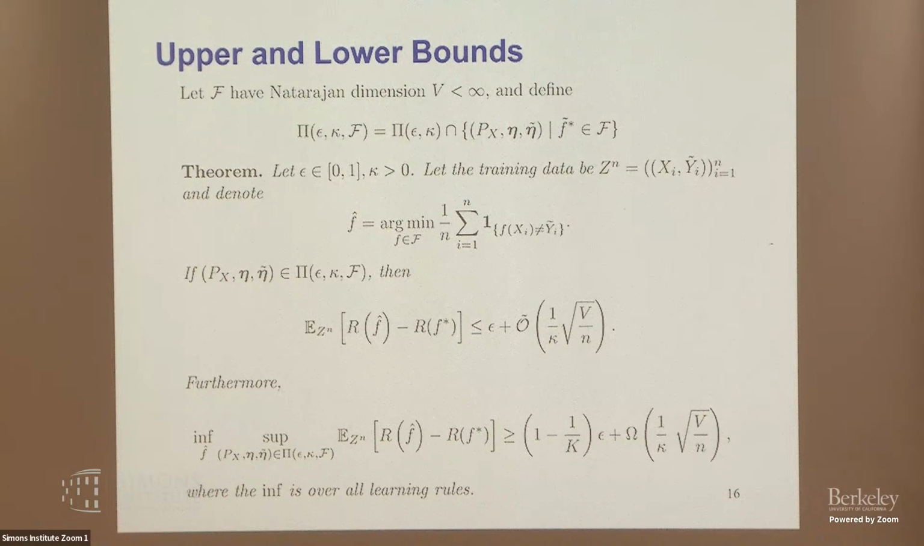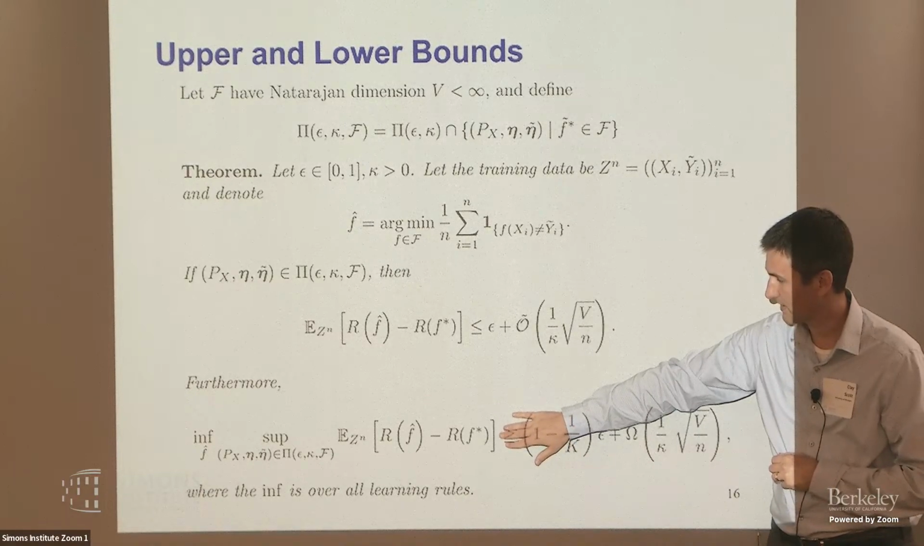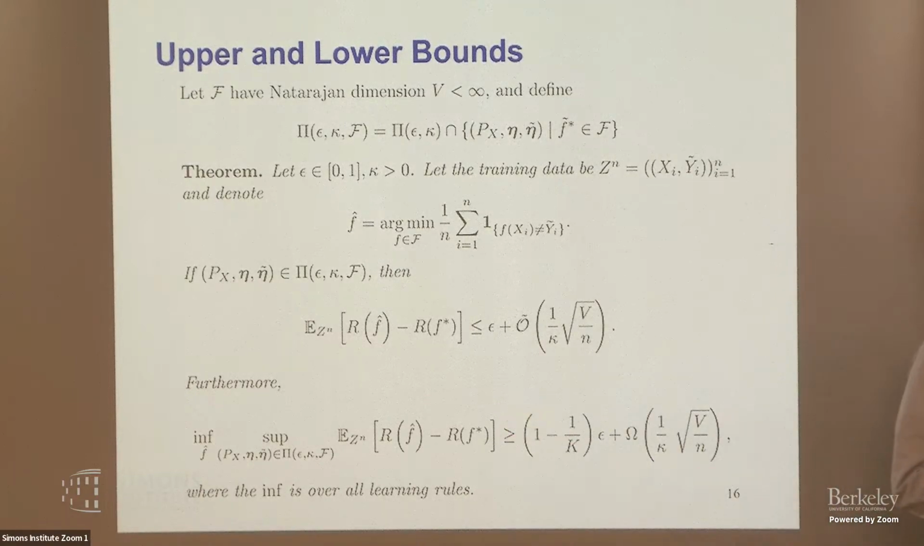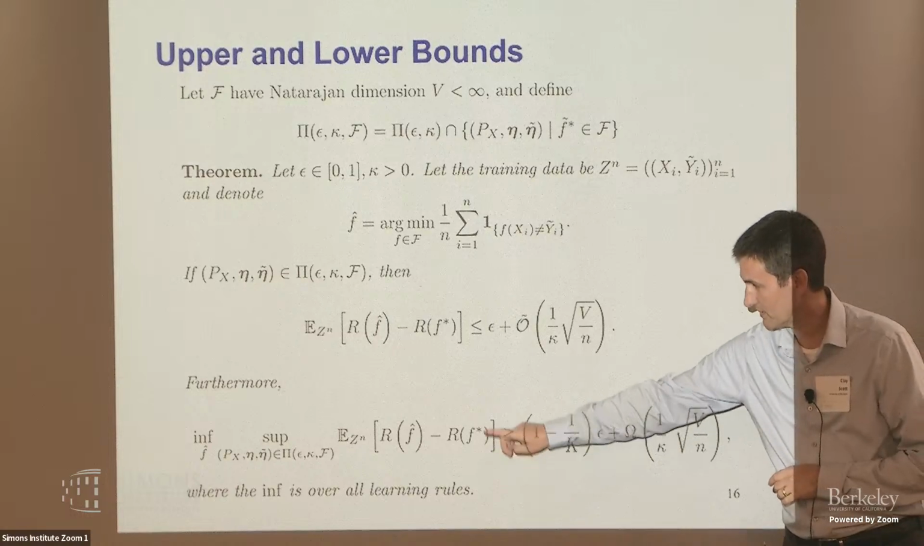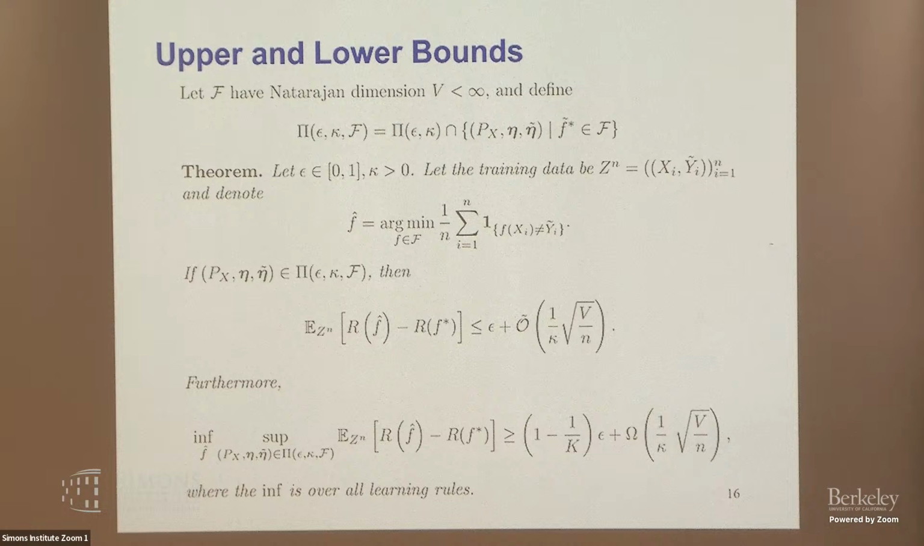But furthermore, there's a lower bound. In this last expression, it's the minimax excess risk. Here we're taking the infimum over F hat, which ranges over all possible learning rules. And this says that the minimax excess risk is bounded below by this expression.